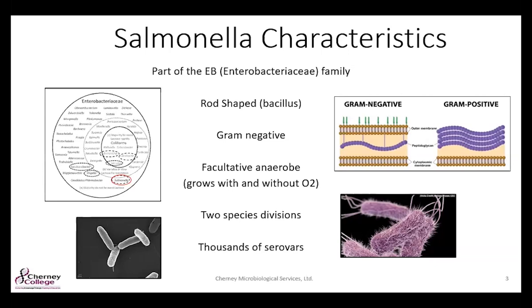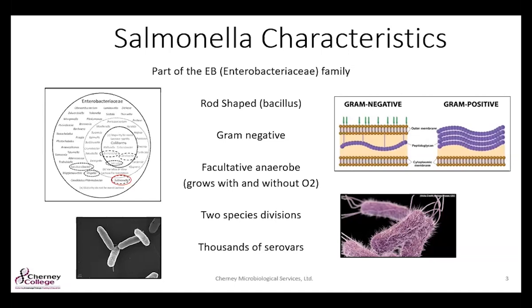Salmonella is also a facultative anaerobe. And just for clarification, if you're not familiar, when we talk about bacteria, we talk about whether it's an aerobic bacteria or an anaerobic bacteria. Anaerobic bacteria means that it is able to grow without the presence of oxygen, whereas an aerobic bacteria is able to grow with the presence of oxygen. So Salmonella being a facultative anaerobe means that it can grow both with the presence of oxygen and without the presence of oxygen.